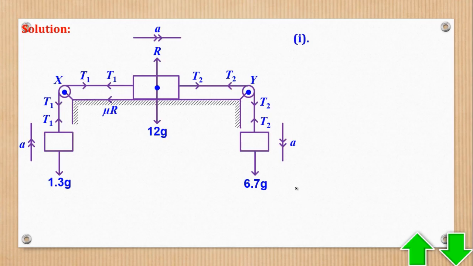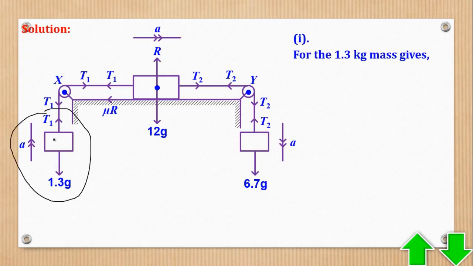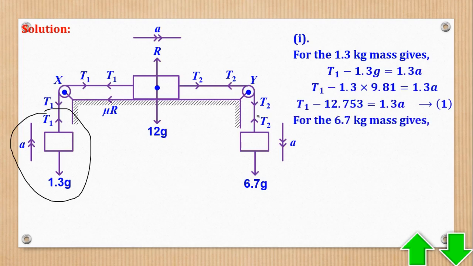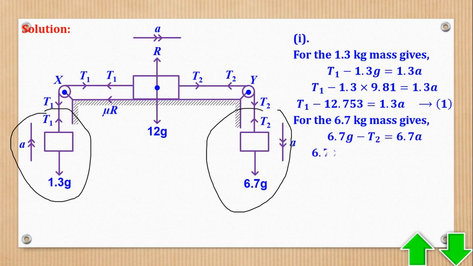So Roman 1 we shall say, for the 1.3 kilogram mass, the forces are these ones. So it will be T1 minus 1.3 G equal to 1.3 A. Substitute for G to get equation 1. Then for the 6.7 kilogram mass, these are the forces. So it will be 6.7 G minus T2 equal to 6.7 A. Substitute for G, and that will be equation 2.